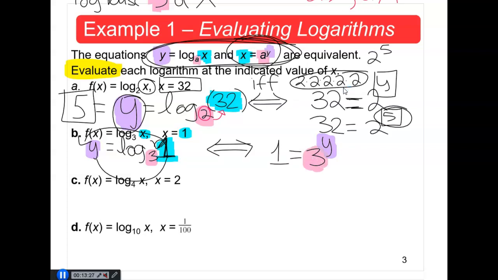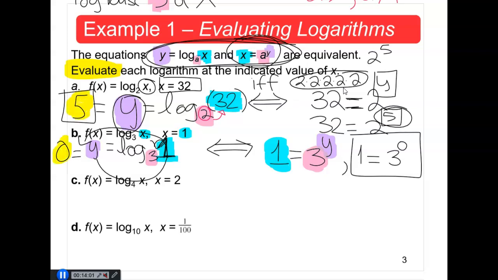What number will y have to be so that this statement is true? 3 to what power gives you 1? And so the answer for that will be 0, right? Any number except for 0 to the power 0 is equal to 1. And so the answer to this question will be 0. That is the answer. So that's what we're evaluating.